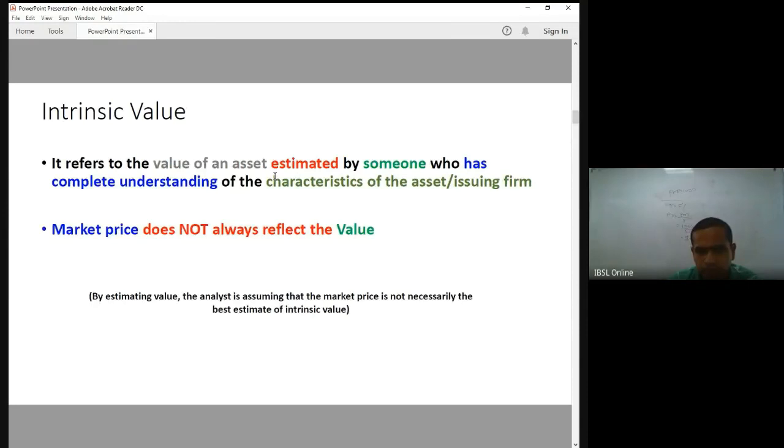Intrinsic value. The intrinsic value of an asset refers to the value of an asset estimated by someone who has complete understanding of the characteristics of the asset. That's called intrinsic value, like an expert. Like people we call valuers, they have a complete understanding of assets. Market price doesn't always reflect value. Price doesn't always reflect value.